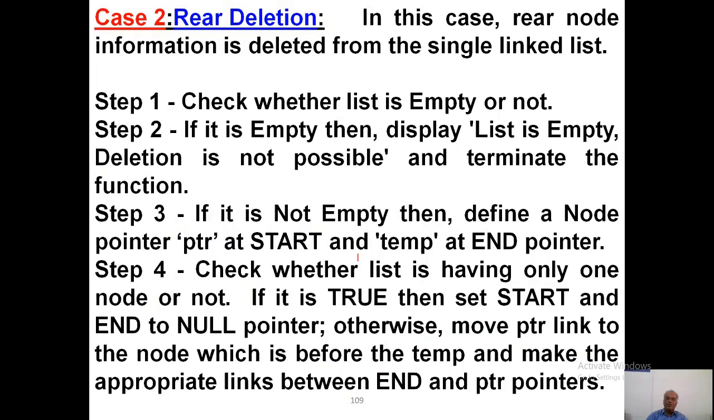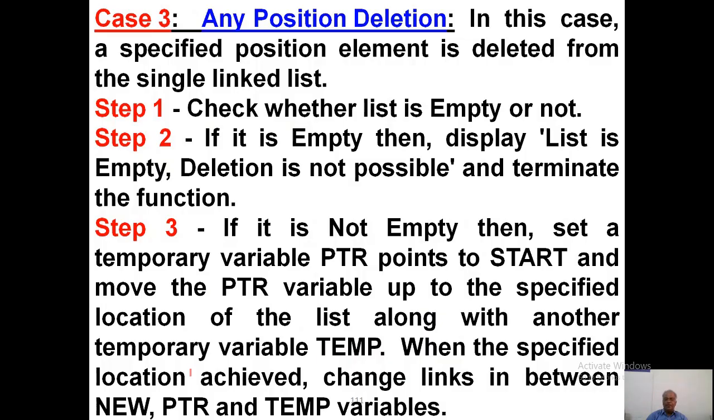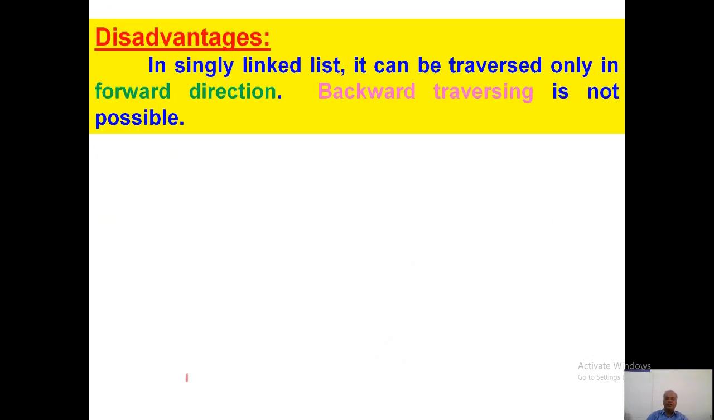Similarly, rear deletion. Here, rear deletion is done by making end point to the null pointer. Otherwise, move the pointer link to the node before it to make the appropriate links. And any position deletion is the same. Here we set the temporary pointer to start and move the pointer variable to the specified location. The disadvantage of single linked lists is that they can be traversed in only one direction, called the forward direction. Backward traversing is not possible.